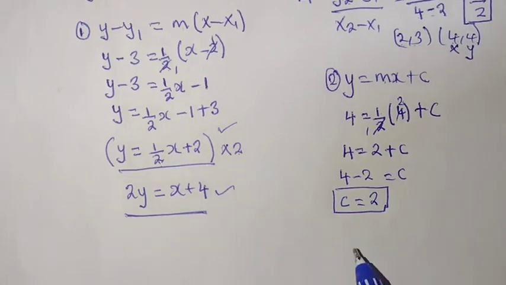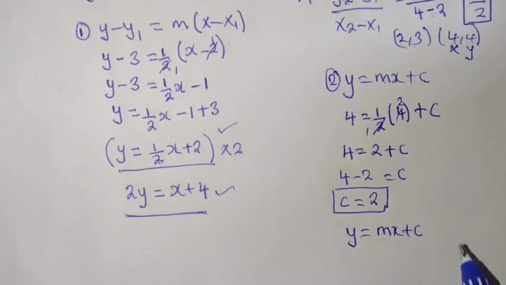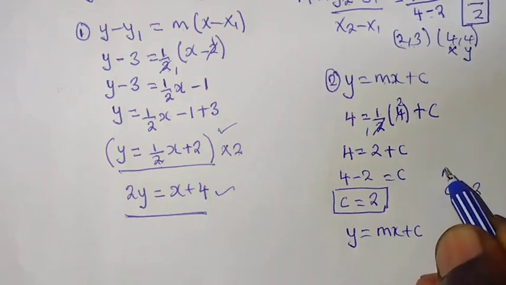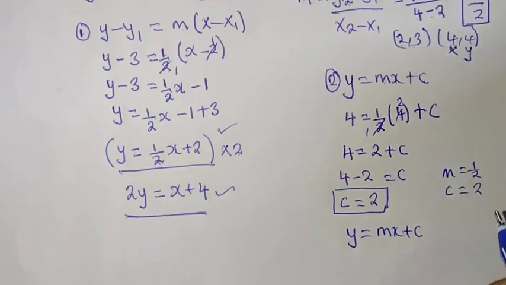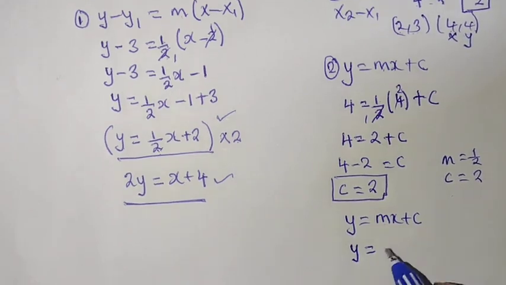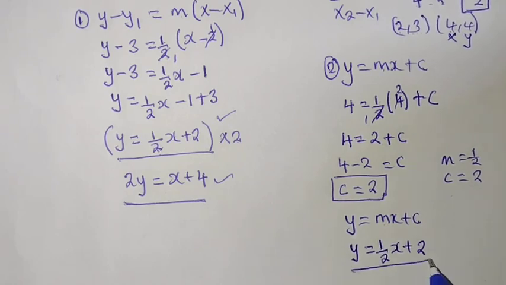Now we come back to our formula, which is y is equal to mx plus c. So we have found the value of c. So c equal to 2, then m equal to half. So these are the only variables that you should substitute. So we are going to write y equal to, so where there is m, which is the gradient, you put half, then x, plus where there is c, you put a 2. So you can see you have gotten this answer right here.